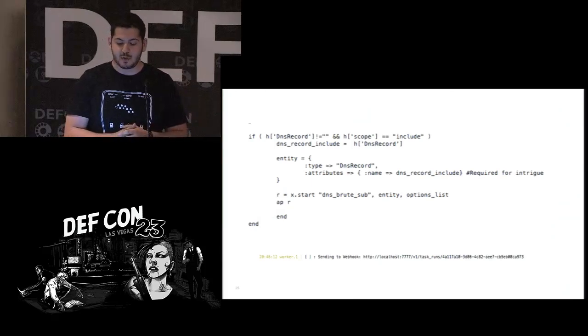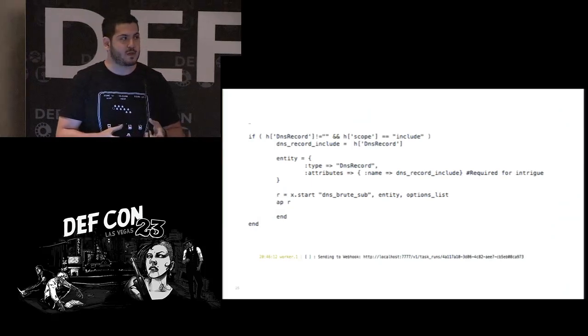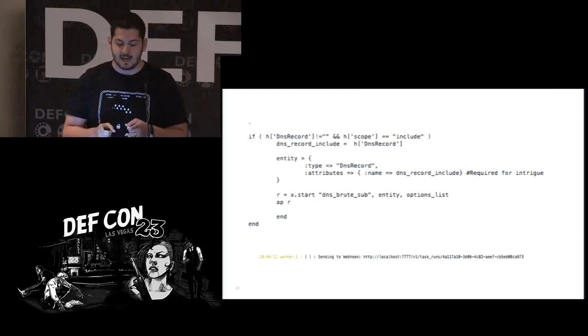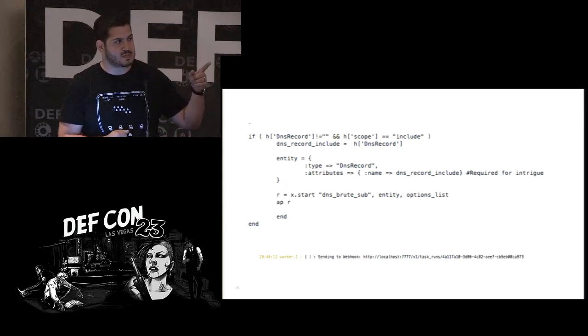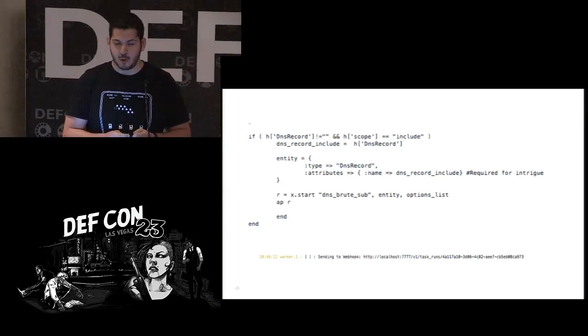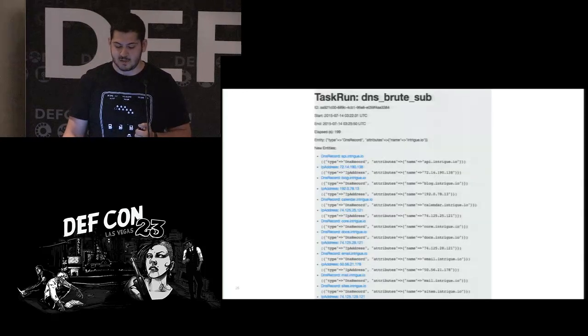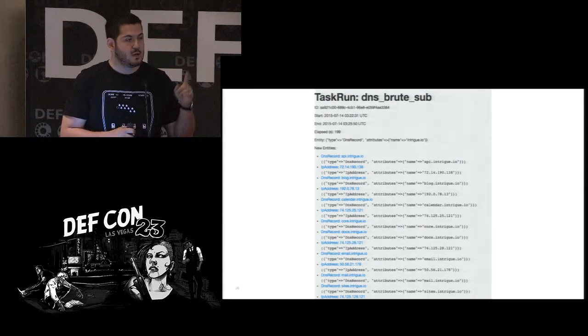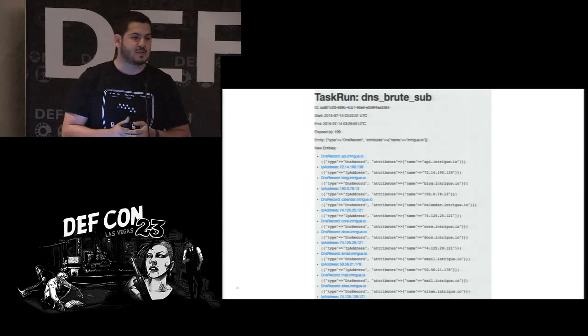What we ended up doing for Intrigue is we parsed every single JSON file with the help of Ruby. And you can see at the line when it says R, we are taking the task which is called DNS brute sub, which is a subdomain brute forcer. And we need to give it an entity and then options that are all included in the manual. And we are running that for a JSON file, which at the bottom shows it's being assigned an ID that you can just go on your localhost and check out and see what Intrigue has found. So for example, we did Intrigue.io, and for a DNS brute force, you can see all those subdomains that Intrigue found with their IP addresses as well.